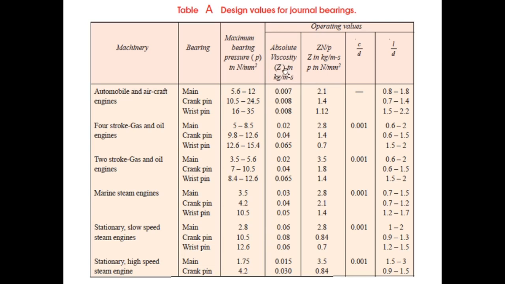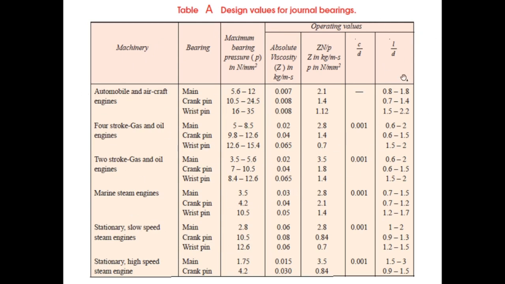Here that absolute viscosity is denoted by Z. We are using it as mu. Zn upon P, that constant also you can select. C upon D ratio also you can select, and L upon D you can also select. So this table will give you the idea or the values of the difference.